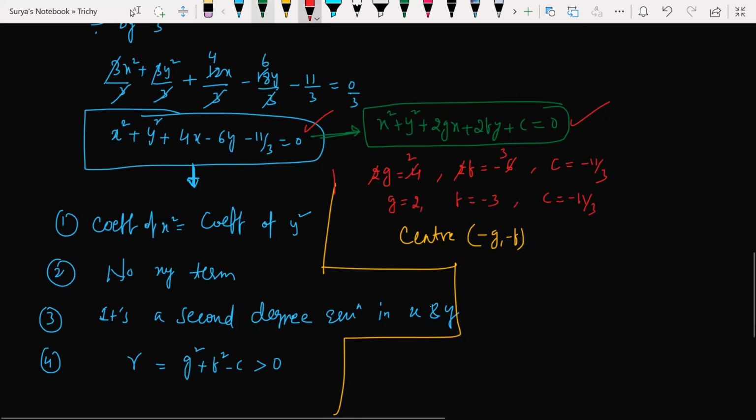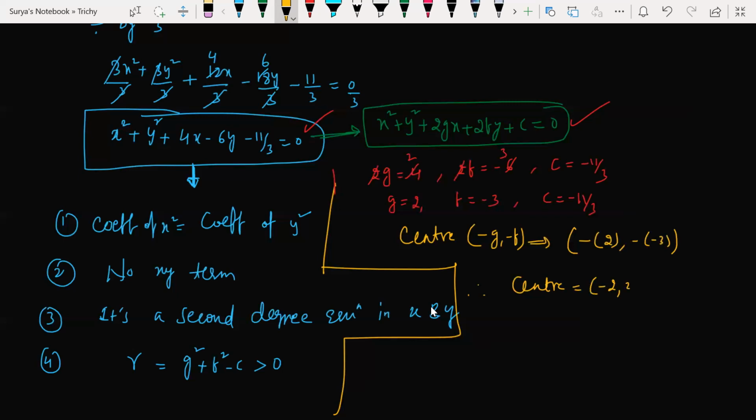But my center is minus g comma minus f. What is the g value here? Minus of 2 comma minus of minus 3, this is my center. So the center is going to be minus 2 comma 3. You have to do these many things, but you need not do all this. This is a first sum on the general equation of a circle, so I am pointing out each and every thing to make sure you understand in a clear-cut way.